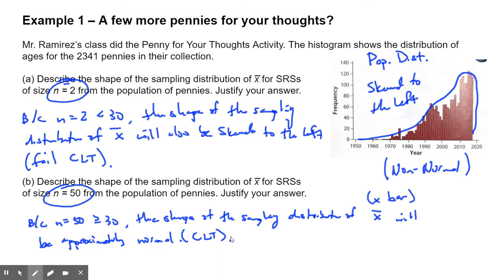So there is how we justify whether our sampling distribution for x bar will be approximately normal or not, based off of a non-normal population. All right, objective 2 is coming up with the big problem.